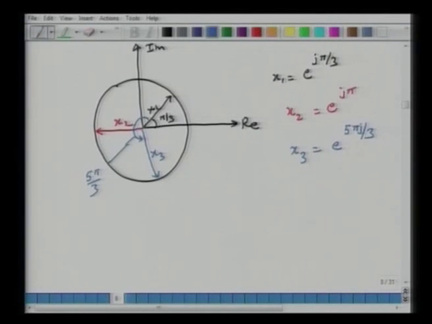And all other solutions, x4, because this will have infinite solutions, will be basically repetitions. So my x4 will be the same as x1, x5 will be the same as x2, x6 will be the same as x3, and so on and so forth. So I have a graphical representation of three unique solutions for the equation x cube plus 1 equals 0.